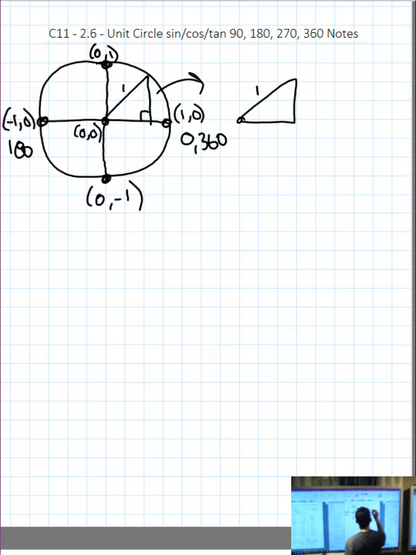And the opposite is just the y value. So in the diagram off to the left, I'm going to say y. In the diagram off to the right, I'm going to say opposite. Okay. Well, the adjacent is x. In the diagram off to the left in blue, and in the diagram off to the right in blue again, x.